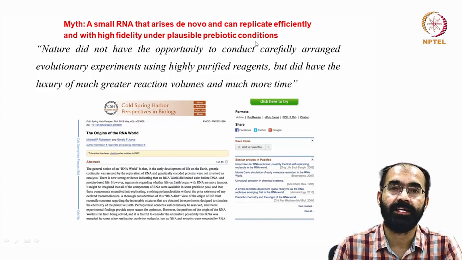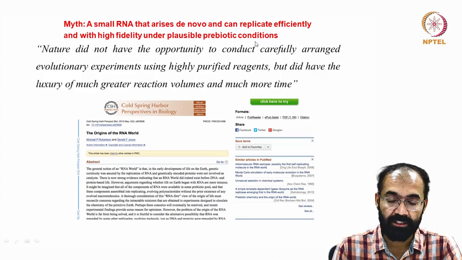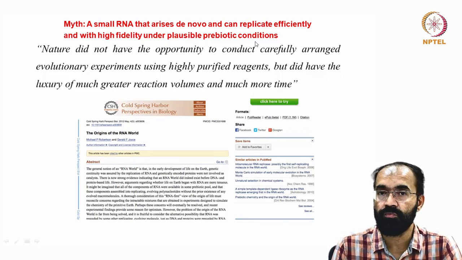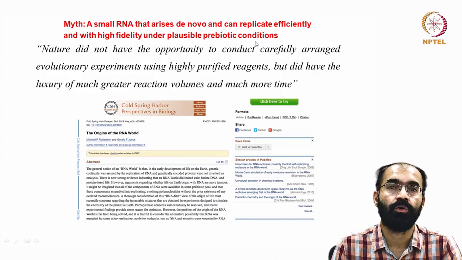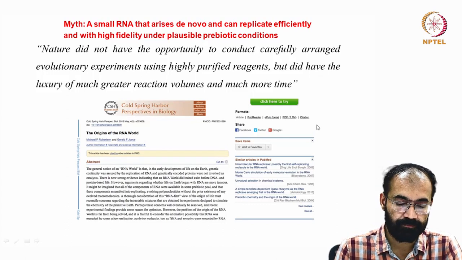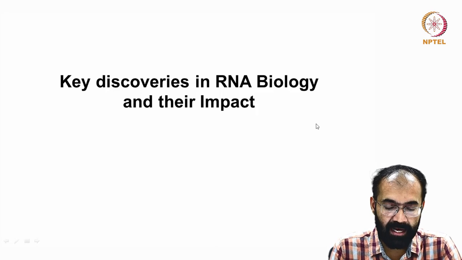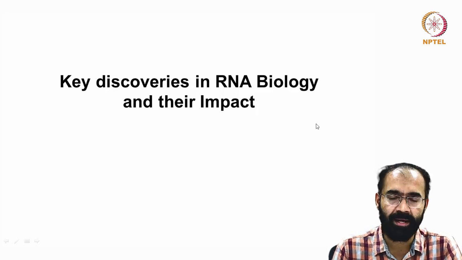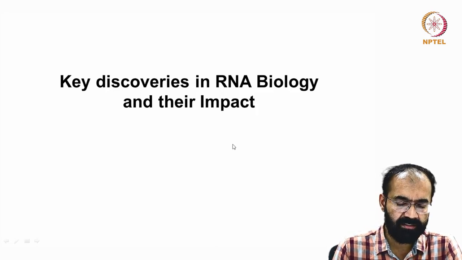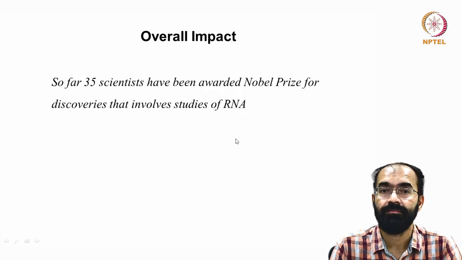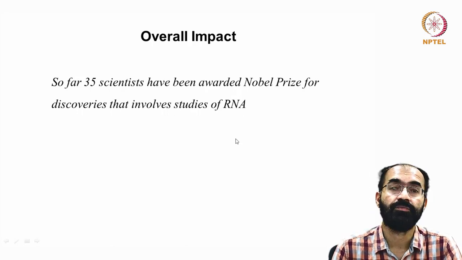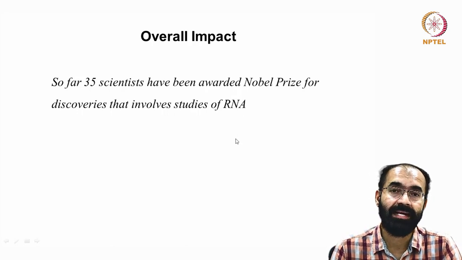So that is no longer a myth. It should have happened, without which the modern life forms could not have existed. So let us look into some of the key discoveries in RNA biology and their impact. More than 30-35 scientists have got the Nobel Prize for RNA related discoveries.